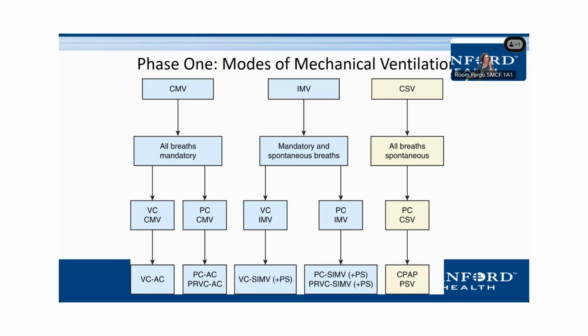And really, CMV is controlled mandatory ventilation, IMV is intermittent mandatory ventilation. If your patient isn't spontaneously breathing, there's no difference between the two. And then we can either choose a volume ventilation mode where we set the volume for each breath, or we can do pressure ventilation where we target the pressure of each breath.